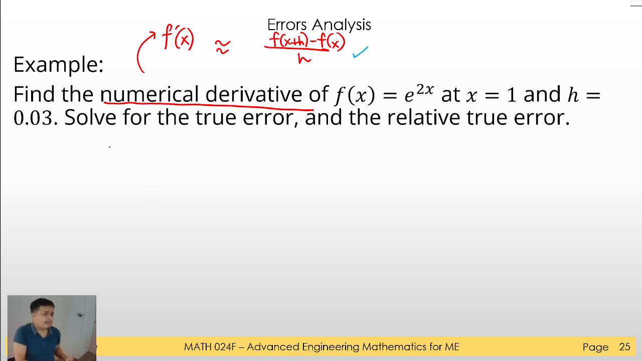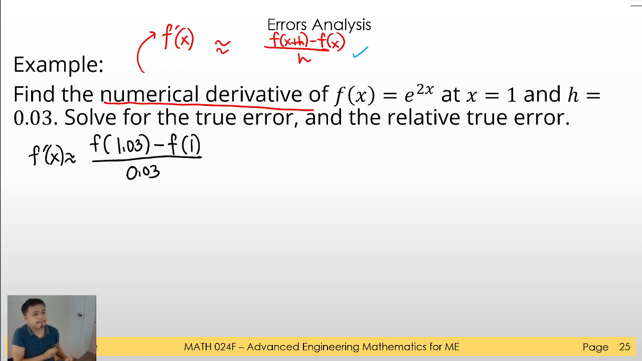So we want to find the numerical derivative, which is basically this, right? So f of x plus h will be f of x, where x is equal to 1 and h is equal to 0.02. We have here 1.02. And then minus f of x, so f of 1. And then over h, so h is 0.02.